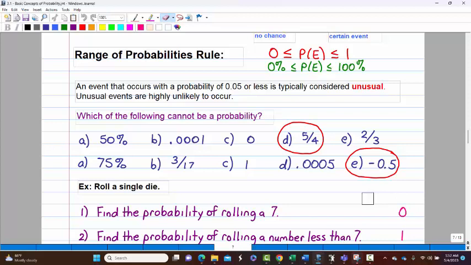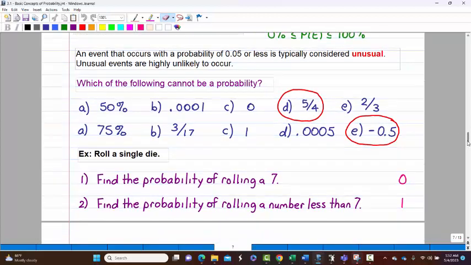Now the next one says find the probability of rolling a number less than 7. Well, 1, 2, 3, 4, 5, and 6 are all less than 7.